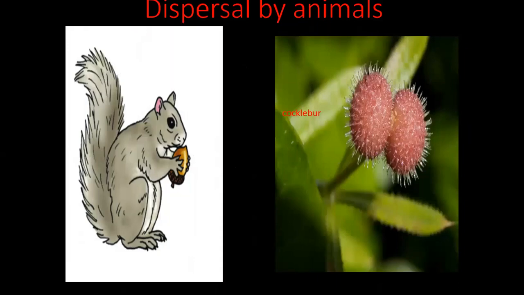Now, this is what you see in the picture. It's a cocklebur seed, and you can see this hairy growth because of these spines, they get attached onto the skin of animals. And this is a squirrel eating nuts. The squirrel, as I told you, has a habit of burying nuts, and sometimes some of the nuts germinate and grow into a new plant.